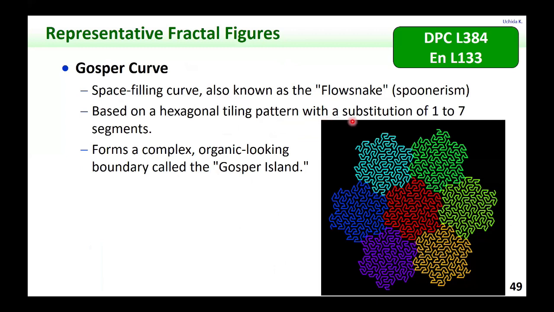tiling pattern with a substitution of 1 to 7 segments, it forms a complex organic-looking boundary called the Gosper Island. Each one forms an island of a hexagon, and this beautifully fills the space by a single connected line when you have larger degree values. Okay, so I think Gosper is an interesting one to try.